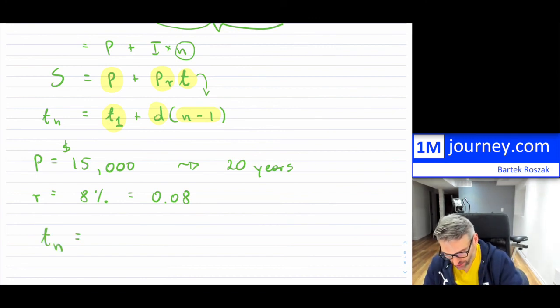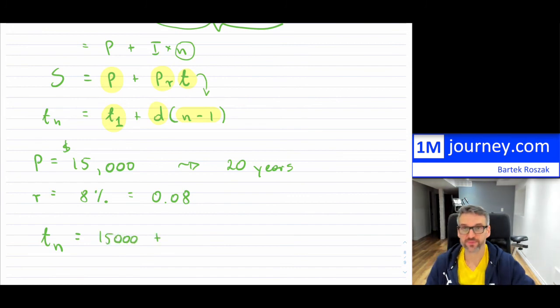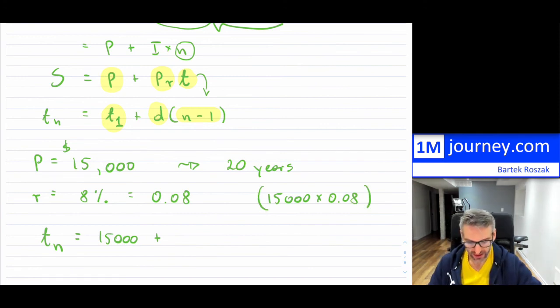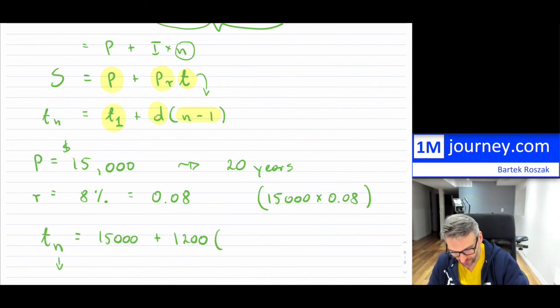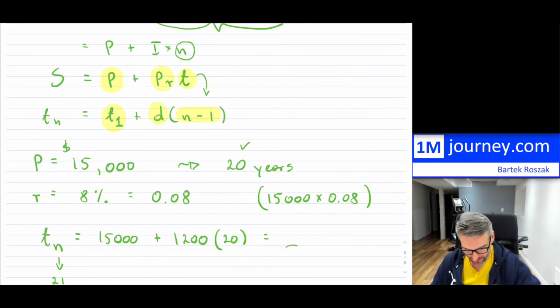So now my term number 1 is 15,000 plus my difference in between, which is 15,000 multiplied by 0.08. That is nothing else but simply your interest I. So in this case, it would have been 1,200. You can check that. Now, what is n? Well, how many terms will I have for 20 years? It's always one more, so this is 21. So this would have been 21 minus 1, which is 20. I'm going to just remove this and put 20, and you can find out exactly how much money you would have in here. If my calculation is correct, I think it's 39,000. You can check that.